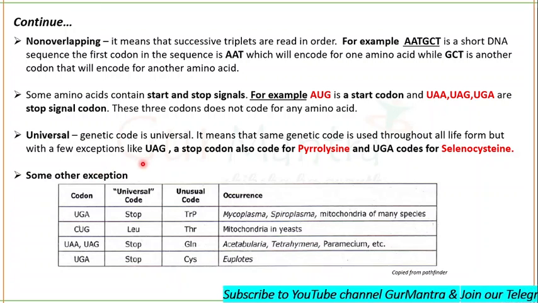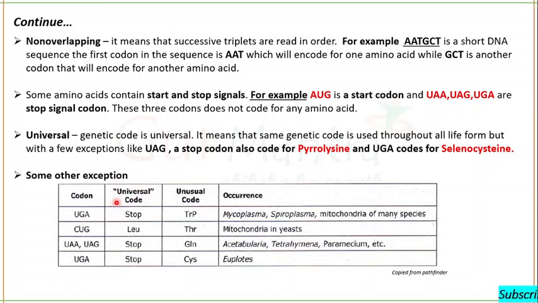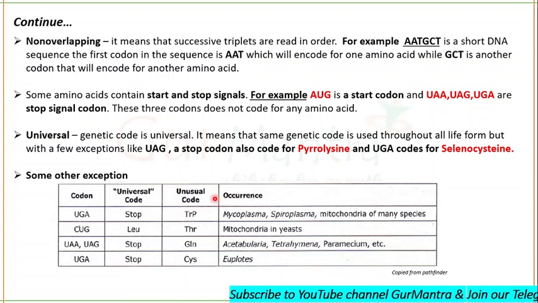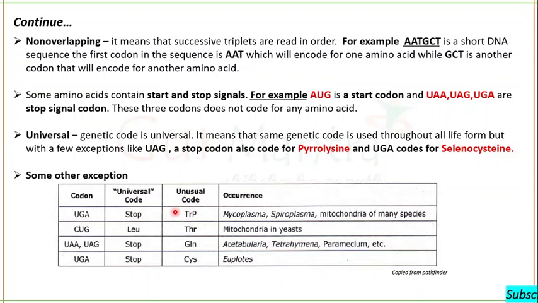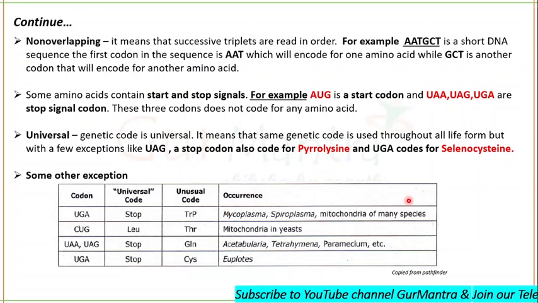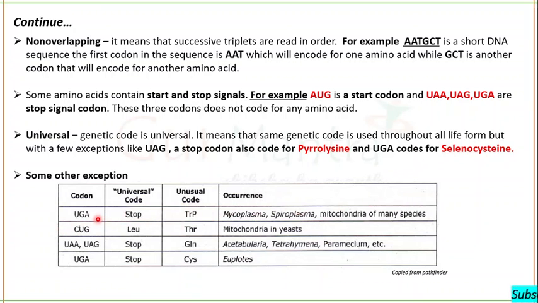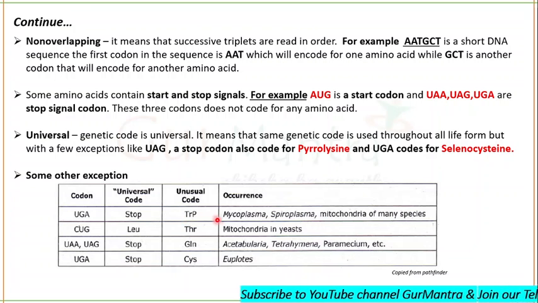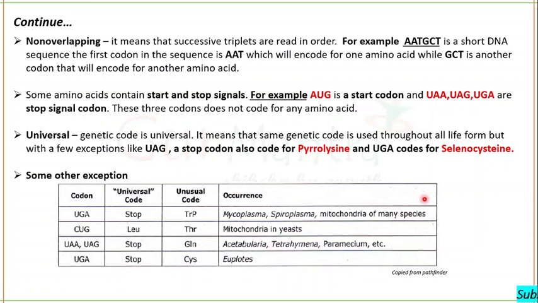Let's see some other exceptions. See, UGA can code for selenocysteine. In the universal code, it is a stop codon, and the unusual codon that we see is that it can encode for tryptophan. UGA can code for tryptophan in mycoplasma, spiroplasma, and mitochondria of many species. Okay, UGA can encode for selenocysteine and for tryptophan. It encodes for tryptophan in the case of mycoplasma, spiroplasma, and mitochondria of many species.